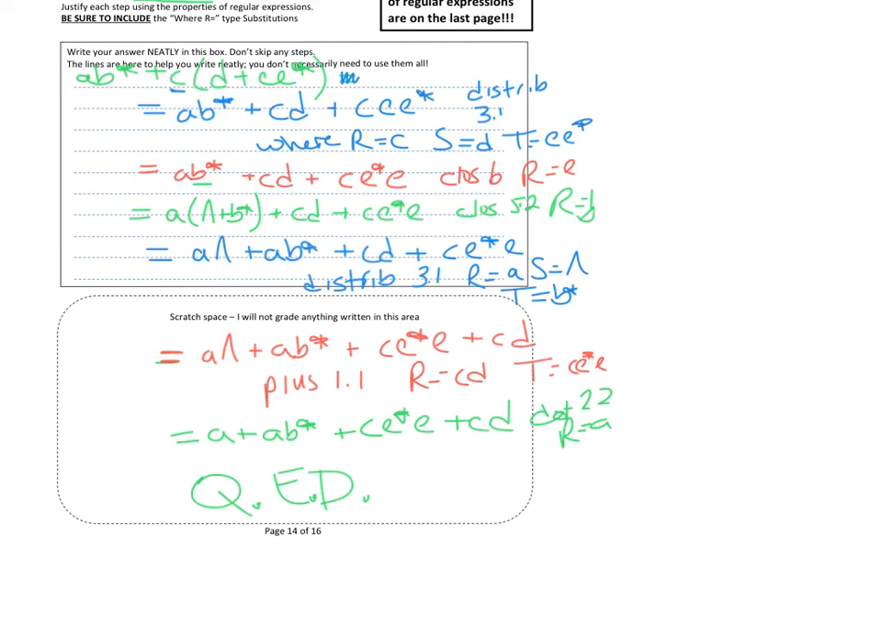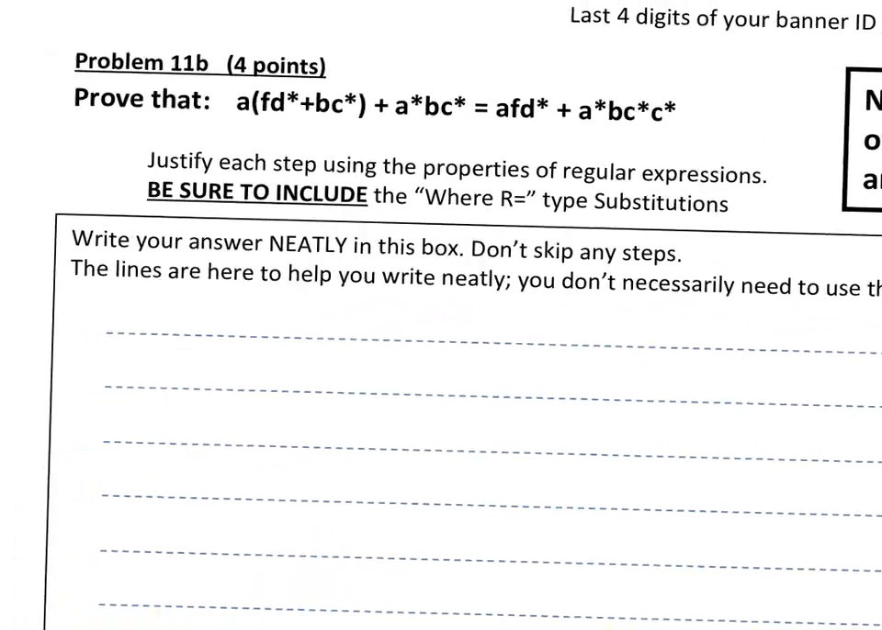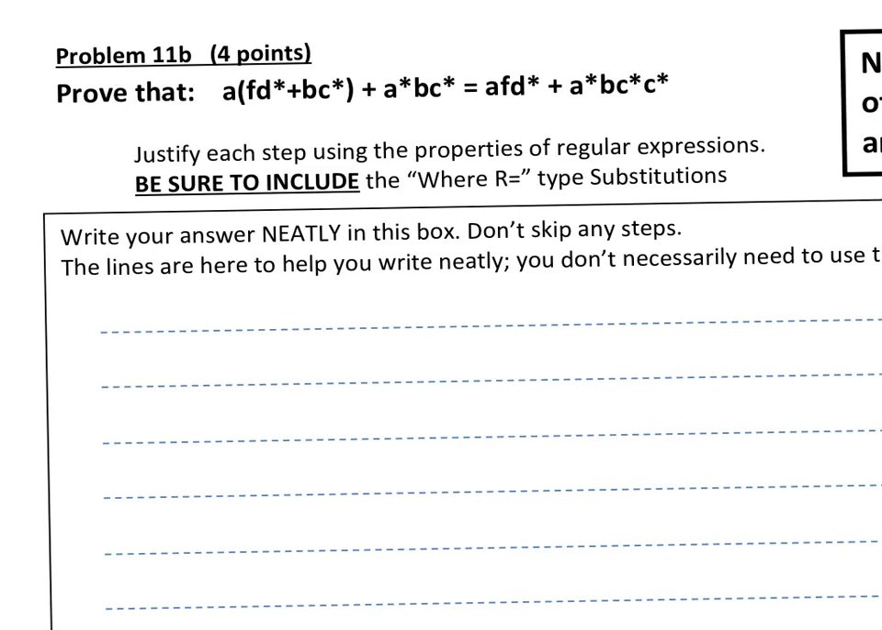And then we'll just look at the last problem. Okay, so last problem, another proof. Again, when you want to do a proof, you either need to start with the stuff on the left and make it equal to the stuff on the right, or you could start with the stuff on the right and show that it's equal to the stuff on the left. I think it's easier to start on the left with this one too, so I'm just going to do that.